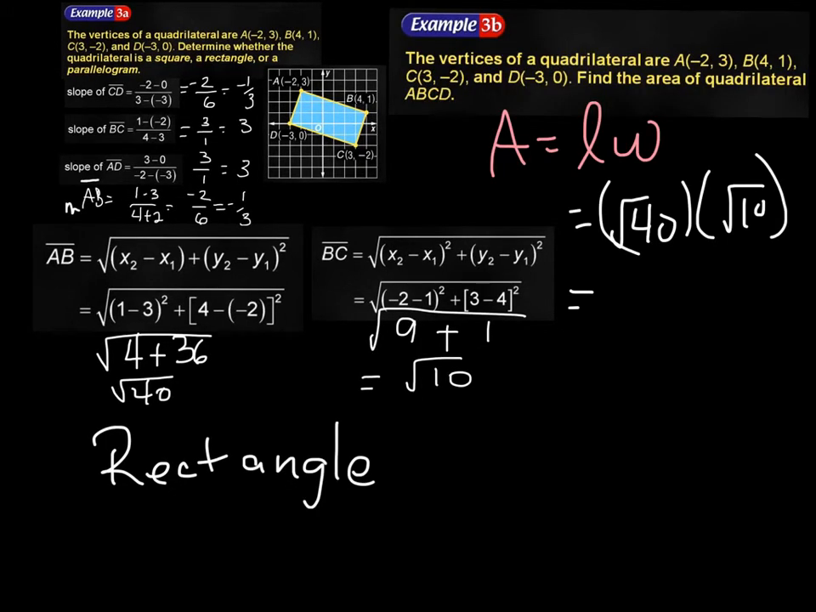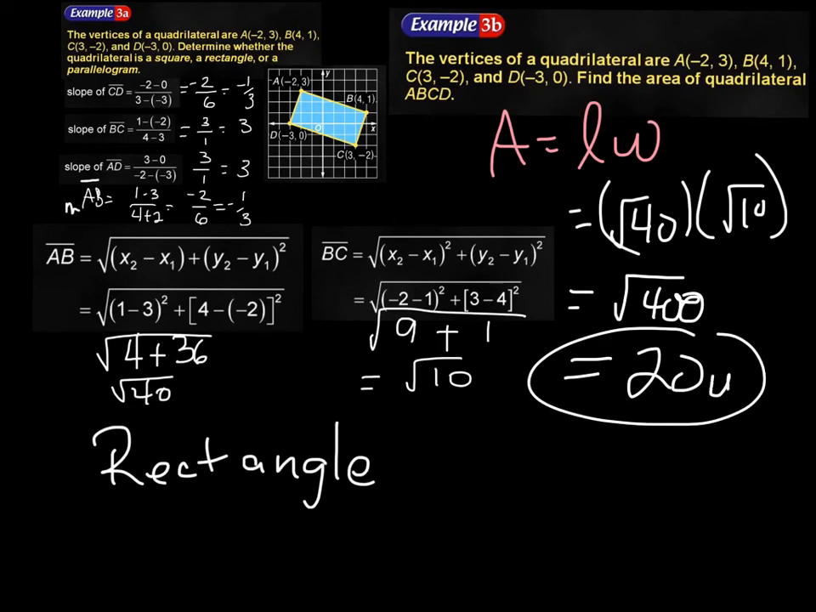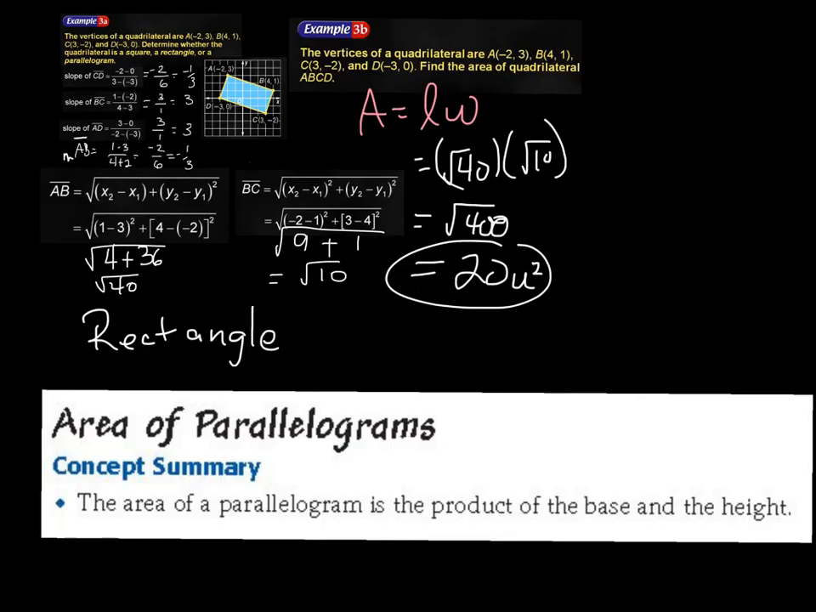Okay, the area of a rectangle is length times width, so we have our length and width. And square root of 40 times square root of 10 would be square root of 400, aka 20. And they didn't give us units, so it's, I guess, units squared. So the big idea was the area of a parallelogram is the product of the base and the height.